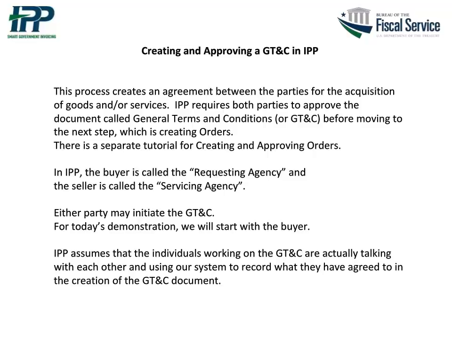In IPP, the buyer is called the requesting agency, and the seller is called the servicing agency. Either party may initiate the GT&C. For today's demonstration, we will start with the buyer. IPP assumes that the individuals working on the GT&C are actually talking with each other and using our system to record what they have agreed to in the creation of the GT&C document.